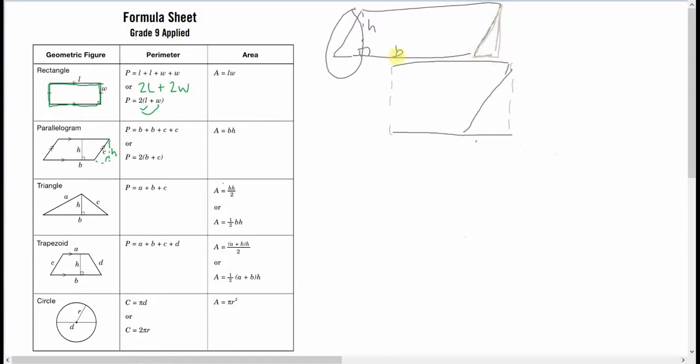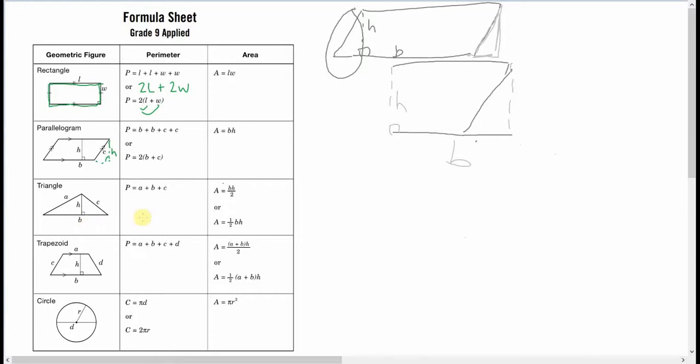So did the base change? This length of the line, a piece was cut off, but it was put back over here, so the length is still the base, and the height didn't change. It's still the height. And now it's just the area of a rectangle, base times height. Okay, next with the triangle.